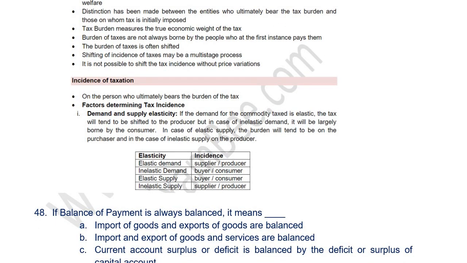So this incidence of taxation has been explained in the notes very clearly, where the supplier and borrower will bear, a producer will bear the cost, and in which case the consumer will bear the cost.